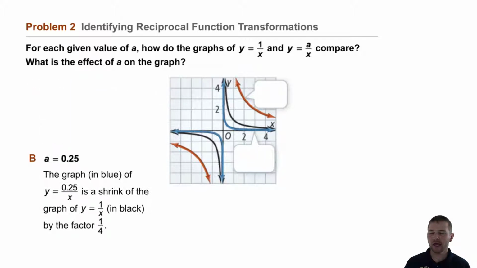Part B. a equals 25 hundredths, or 0.25. The graph, in blue, of y equals 25 hundredths over x is a shrink of the graph of y equals 1 over x, in black, by the factor 1/4.